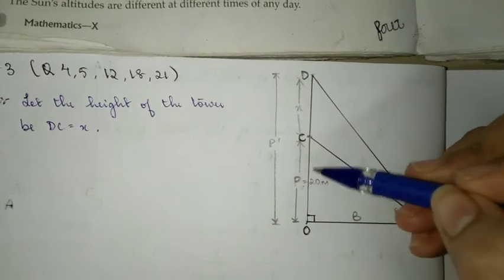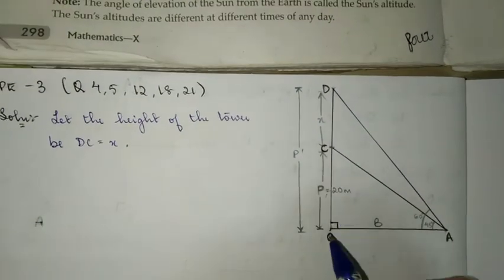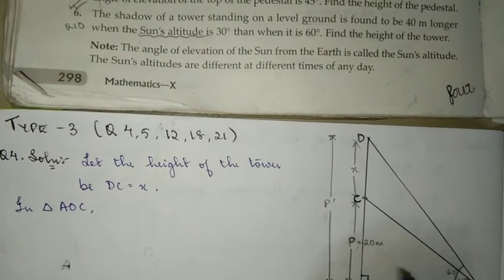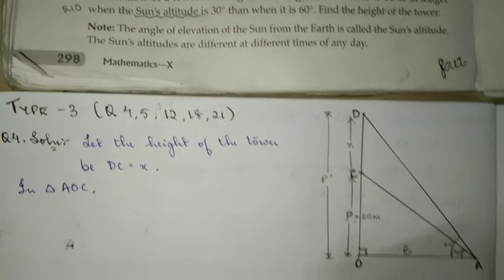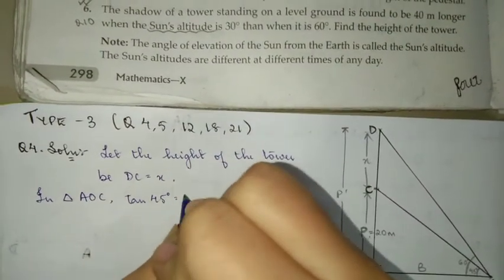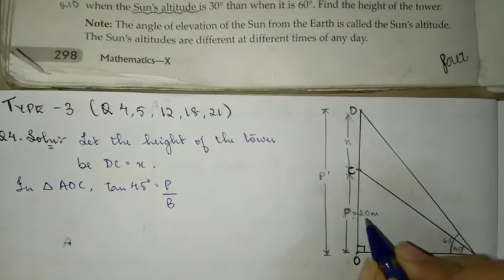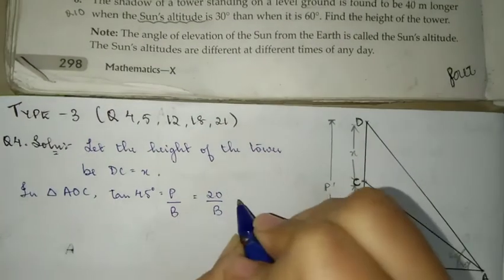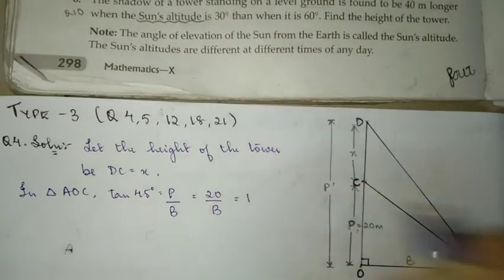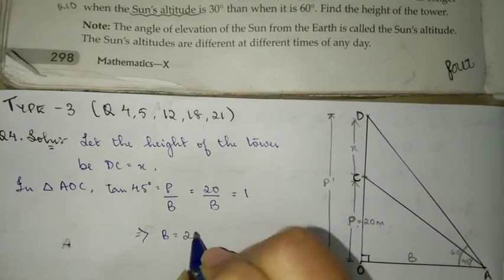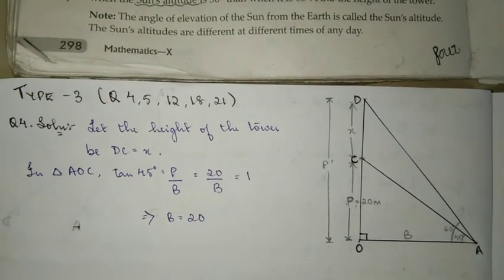p is 20 meter. Now we're going to find again for triangle AOC, okay. In triangle AOC, again here also we're using perpendicular and base only, so we'll be using only tan theta, okay. Tan 45 is equal to p by b. Now in this case we already know p, so let's substitute that 20 by b, okay. And we also know that tan 45 is equal to 1. So this implies if you cross multiply, b is equal to 20, okay. Let's call this the first equation, okay.